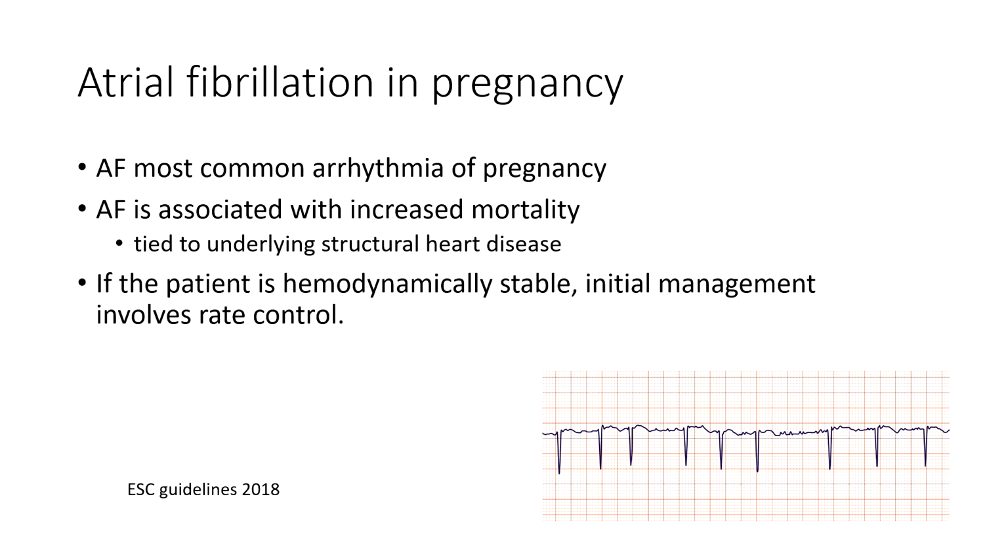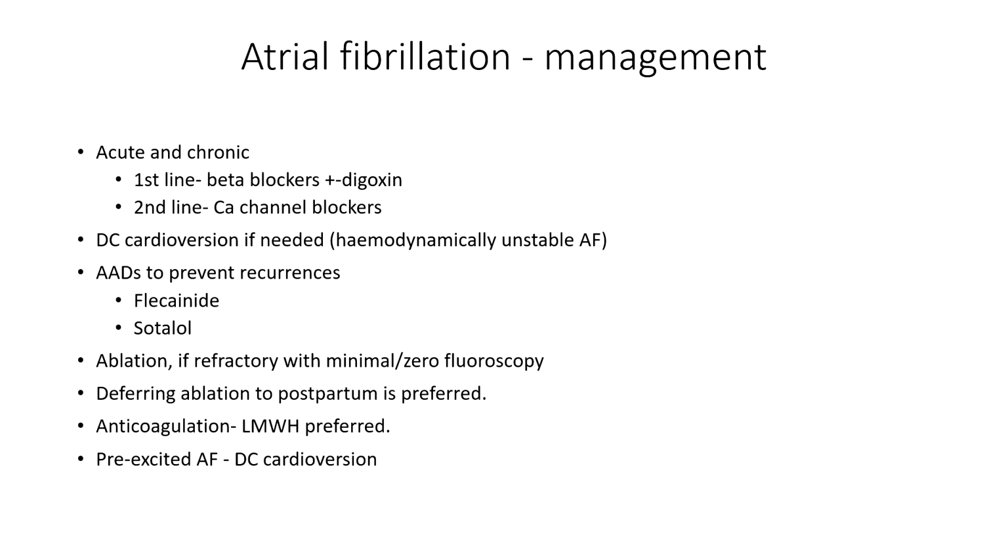Atrial fibrillation in pregnancy is one of the most common arrhythmias, and it is also associated with increased mortality and tied to underlying structural heart disease. If the patient is hemodynamically stable, initial management is generally rate control. Most of the patients in our setup are rheumatic heart disease patients with mitral stenosis. So rate control is how you manage these patients. Acute and chronic first line therapy is beta blockers plus or minus digoxin. Second line would be a calcium channel blocker, especially verapamil.